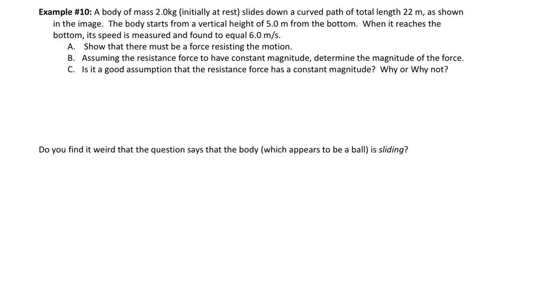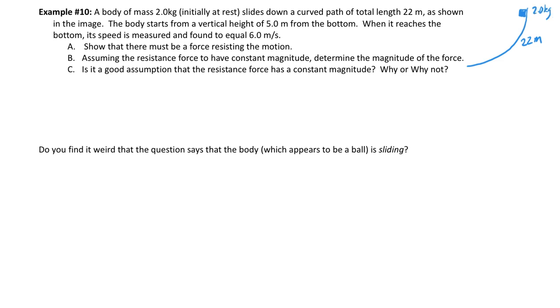All right, y'all, in this video, we're only going to look at one example. We've got a body of mass 2 kilograms that's initially at rest, which is sliding down a curved path of total length 22 meters. Now, it says as shown in the image. I don't see an image here, so I'm going to have to draw my own. So the curved path, the total length of the path is 22 meters. The mass is starting at rest, and it is 2.0 kg.